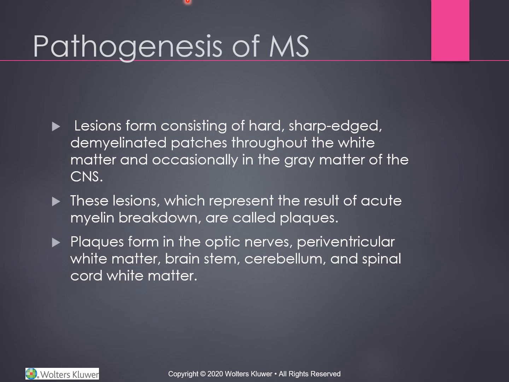So the pathogenesis of MS. So lesions form within the CNS consisting of hard, sharp-edged, demyelinated patches throughout the white matter and occasionally in the gray matter of the CNS. These lesions, which represent the result of acute myelin breakdown, are called plaques. Plaques initially usually form in the optic nerves, the periventricular white matter, the brainstem, the cerebellum, and the spinal cord white matter.